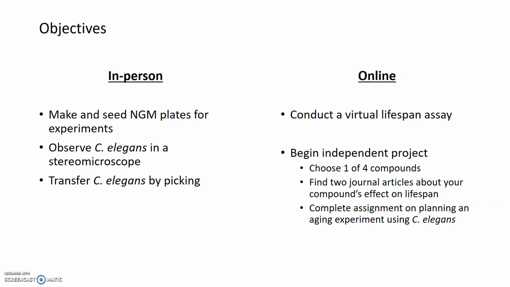You're going to choose one of 4 compounds that have been shown to extend lifespan, and then find 2 journal articles about the effects of that compound on lifespan, either in C. elegans or in another organism, and summarize them. And finally, there's going to be a short assignment to complete, basically a calendar that will help you plan an aging experiment using C. elegans. And there's more information about all this stuff in the protocols that are actually posted online.